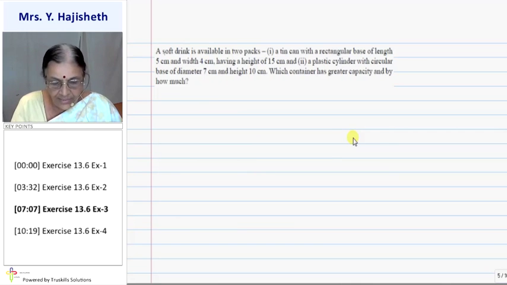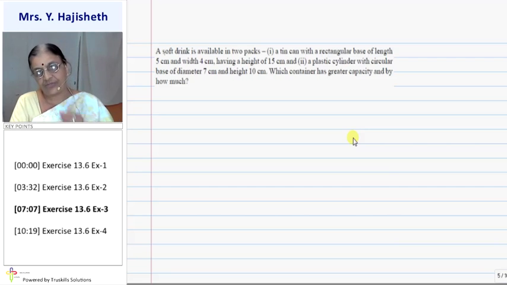One, a tin can with a rectangular base of length 5 cm and width 4 cm, having a height of 15 cm. मतलब cuboid shape है. And another soft drink is available in a pack which is a plastic cylinder with circular base of diameter 7 cm and height 10 cm. Which container has greater capacity and by how much?